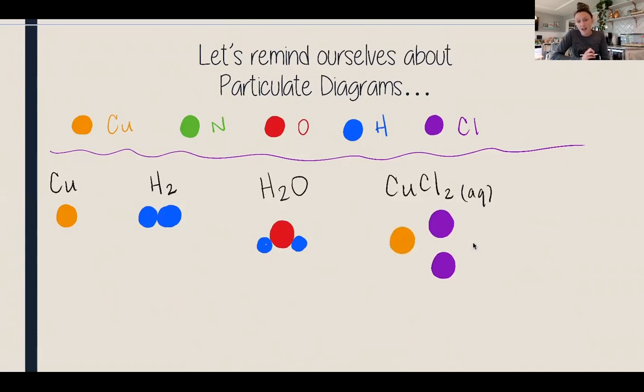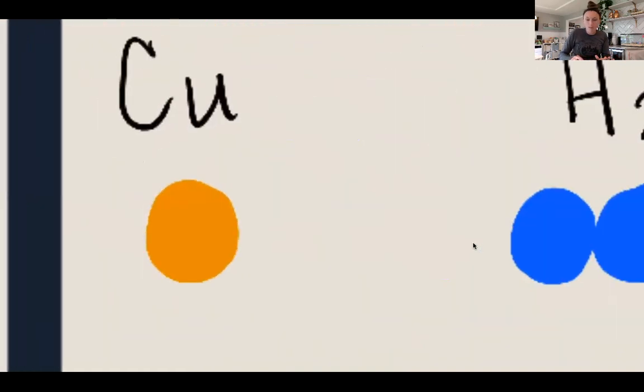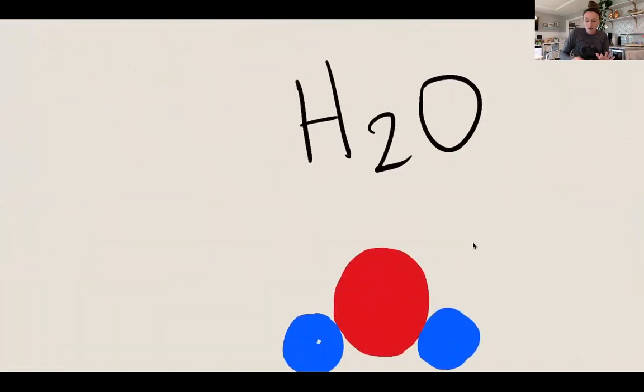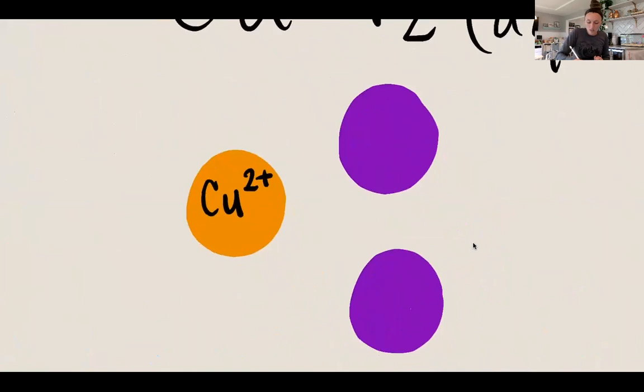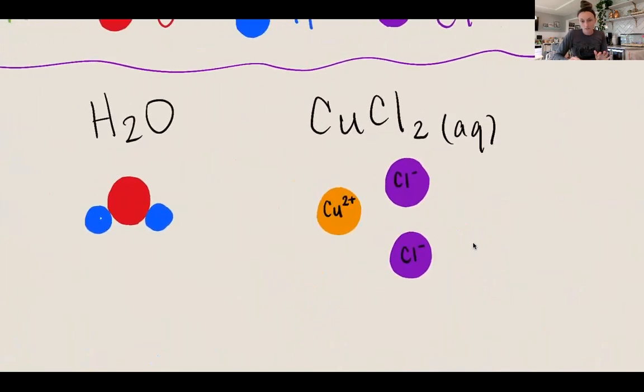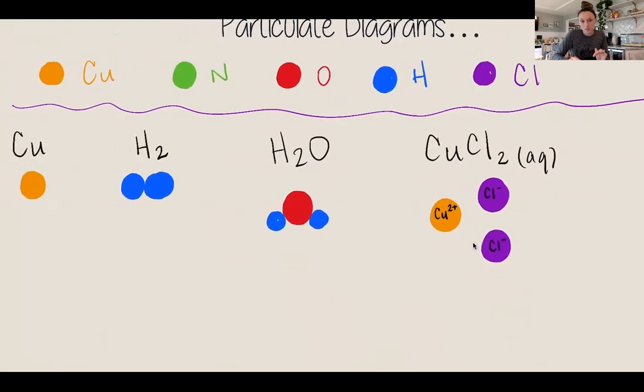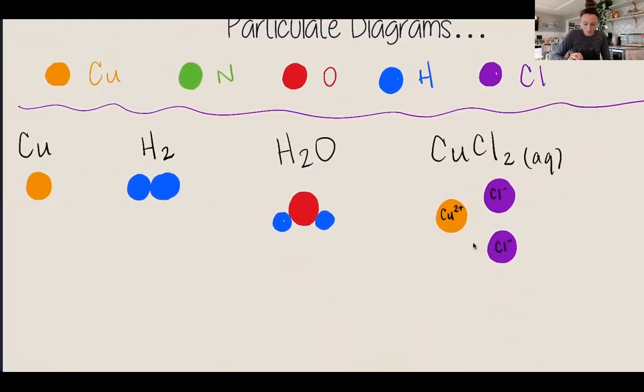Or I should say 2 chlorides, because they're ions. So sometimes we want to label these as well. And another thing I want to bring to your attention is that this is not copper like this, okay? This over here is a copper ion. It has a charge. So this would be Cu with a charge of +2. And then each of these are chlorides, which have a charge of -1. So we'll label that to help make it a little bit more clear as well.